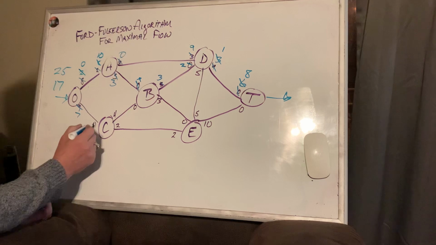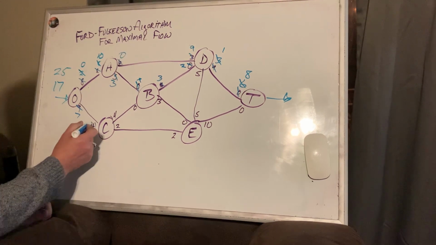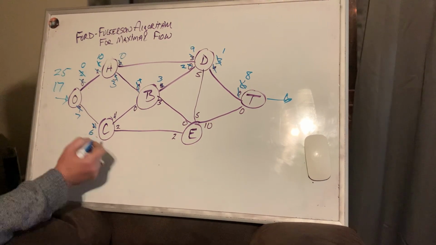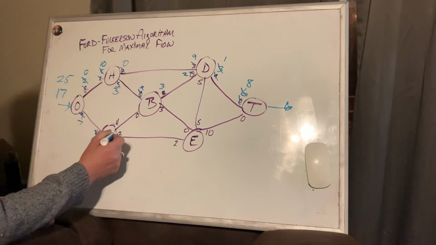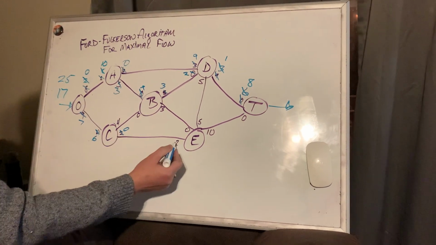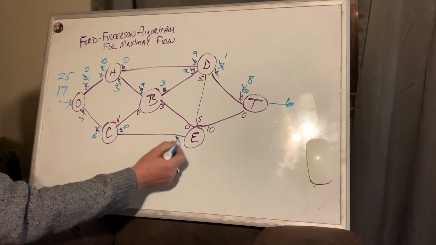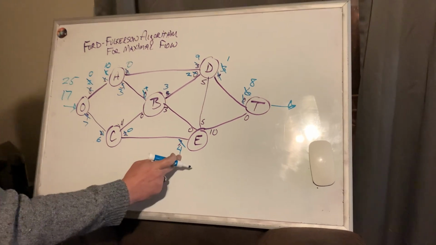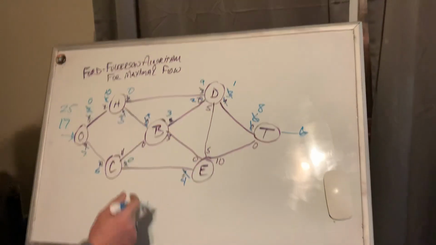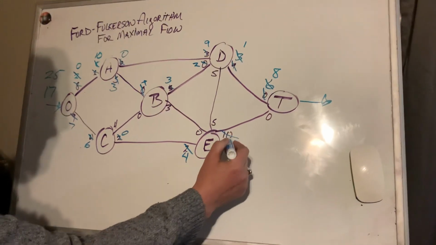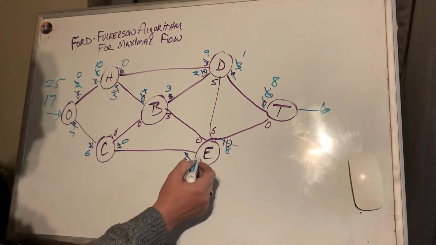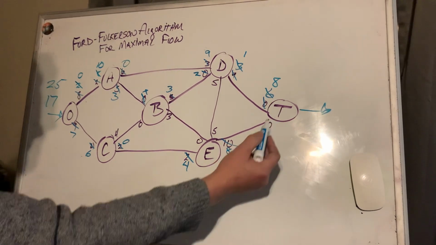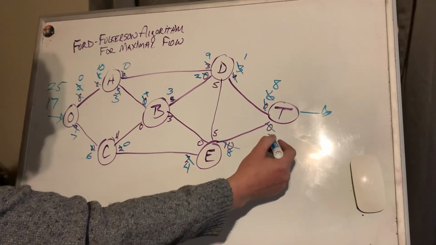Our 9 becomes 7. I think that was a 4, will become 6. And our 2 becomes 0. This 2 becomes 4. Because whenever this is reduced, this is increased as it goes through the pipe. Our 10 is going to become 8 because that 2 is being sent from E through the pipe. And our 0 becomes 2.